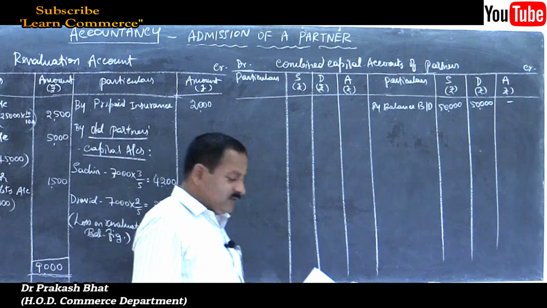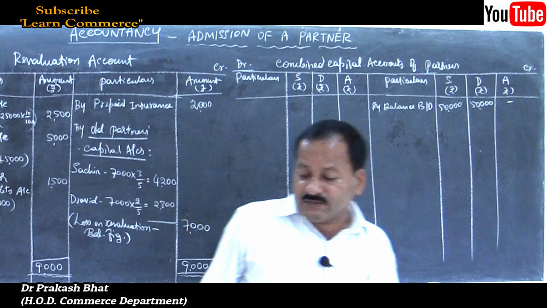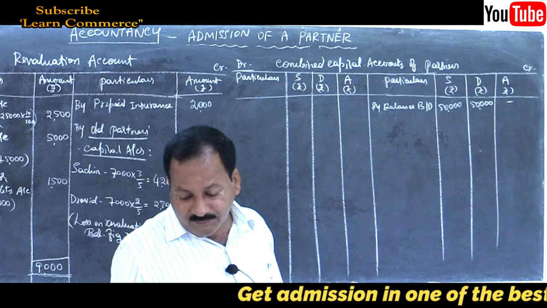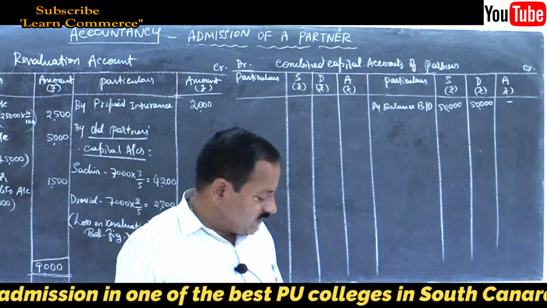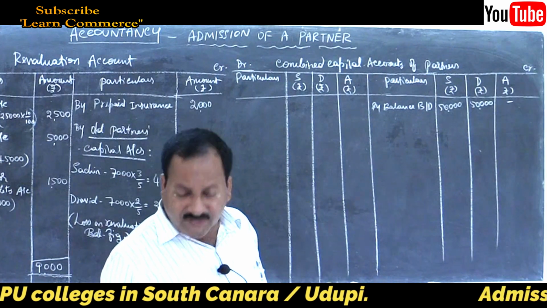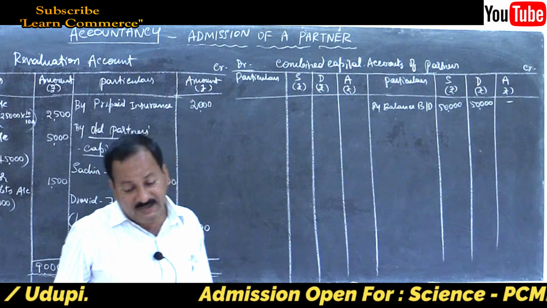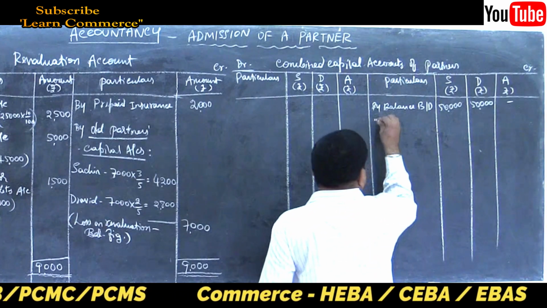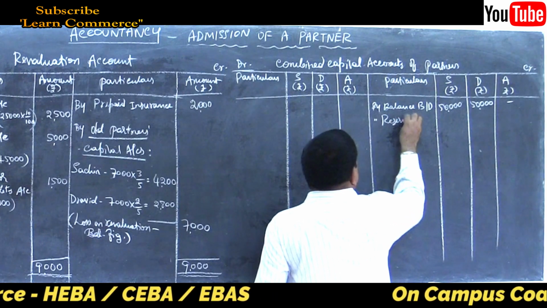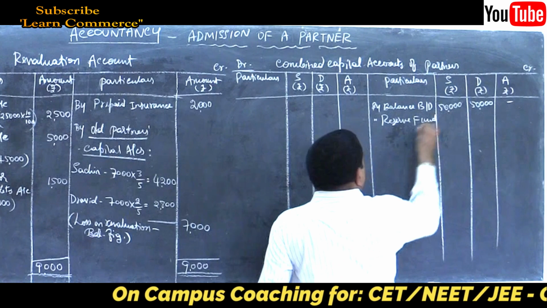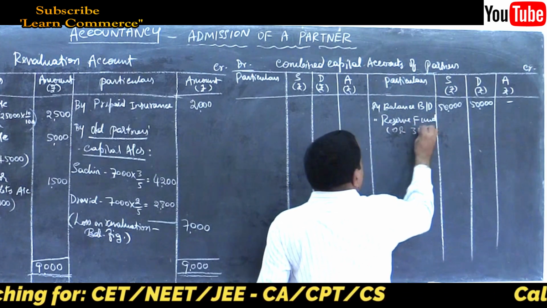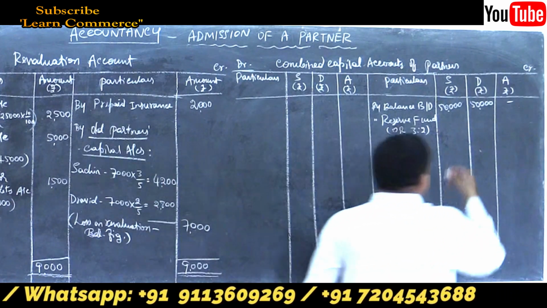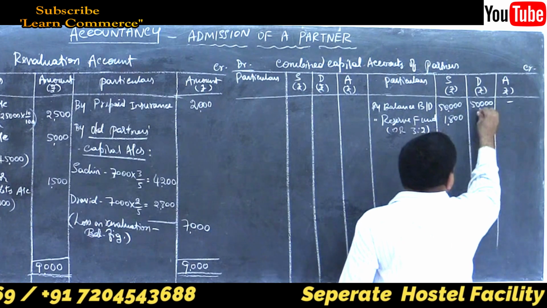Next one is refer accumulated funds or reserves or any profits. Yes, there is a reserve fund. Amount is how much? 3,000. Should be distributed among old partners only in their old ratio 3:2. So by reserve fund, on the credit side, reserve fund, 3:2 old ratio, share it among old partners only. That will be 1,800 and 1,200.